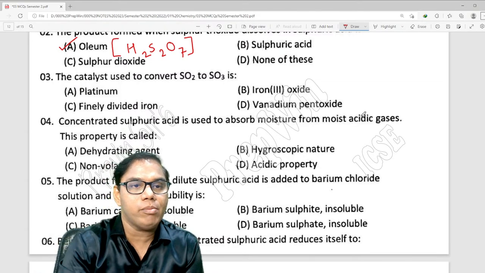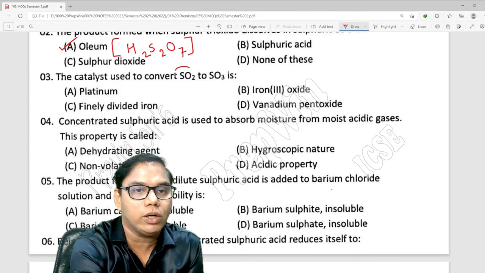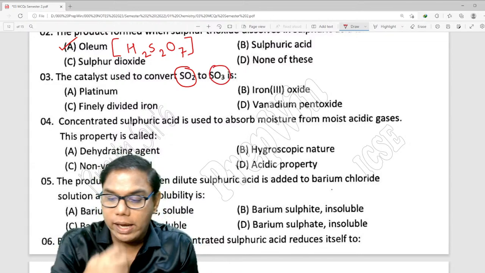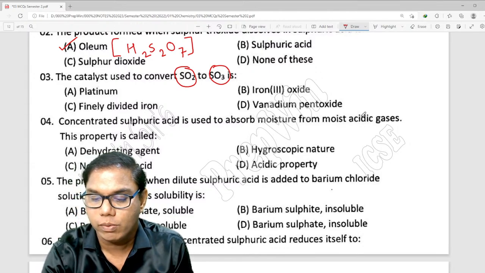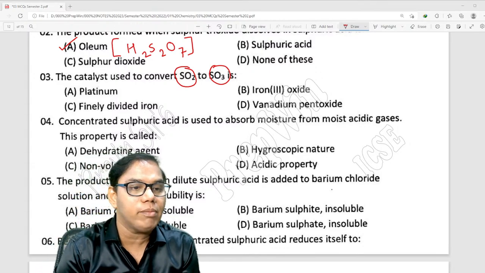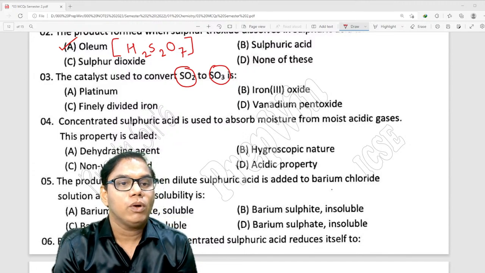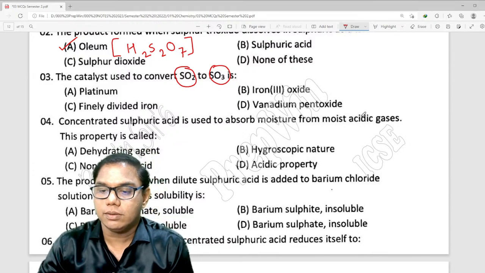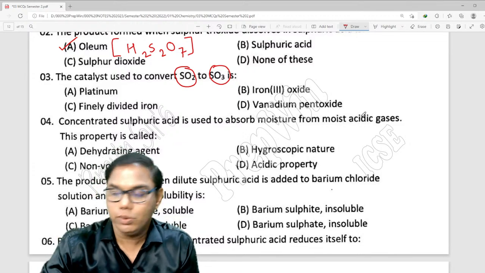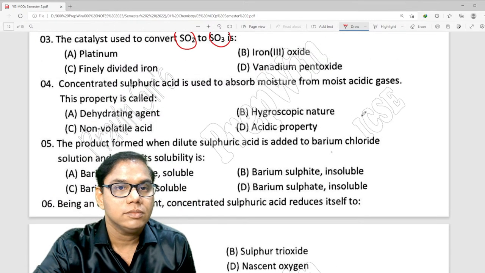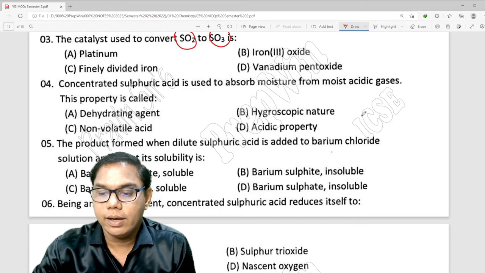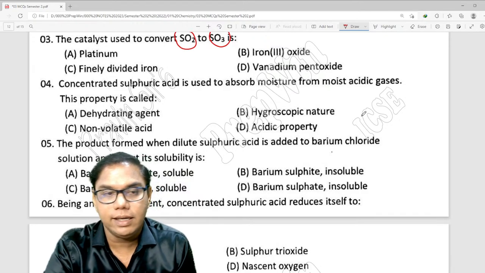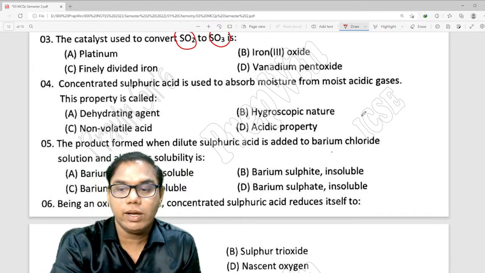Catalyst, very very important. Which catalyst is used to convert SO2 to SO3? Very important question. Let me know what the catalyst used is. Come on, let me know. Third one, what is the answer? Is it D, A or C? Which one?